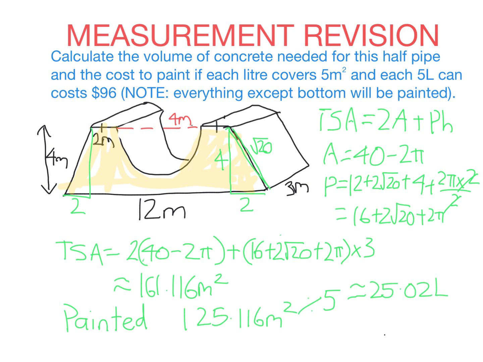So how many cans of paint would we need to buy? Well, if we bought 5 cans, we'd have only 25 litres. We'd be a tiny bit short. So we actually need to buy 6 cans, and if they cost $96, that will cost us $576 in total.